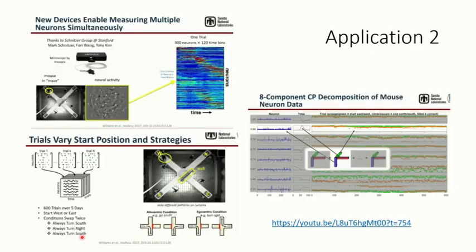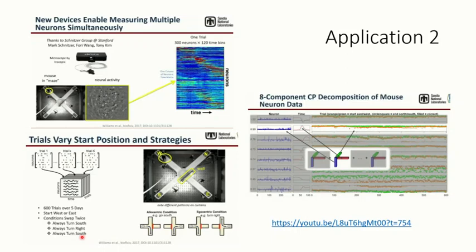Okay. This is another interesting setup they have. I think in this case they put the mouse in the center here and let it go left and right, and then they give it a food reward if it goes the right direction.